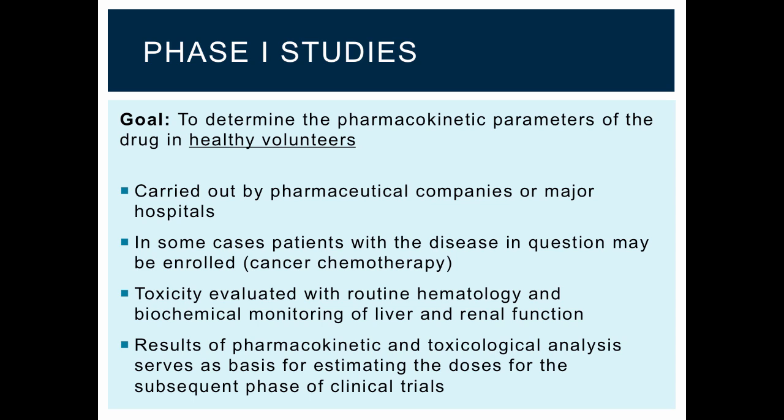The results of pharmacokinetic and toxicological analysis serve as the basis for determining the doses for the subsequent phase of clinical trials. The patients involved in these studies are provided with informed consent to allow them to understand why the drug is being administered and what the potential adverse events are.